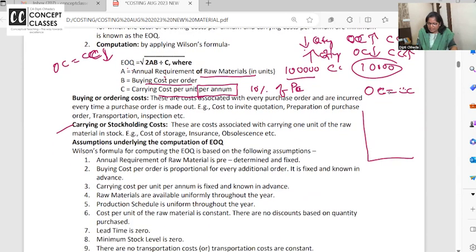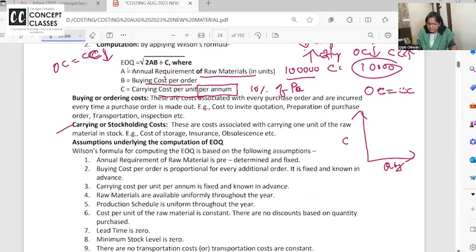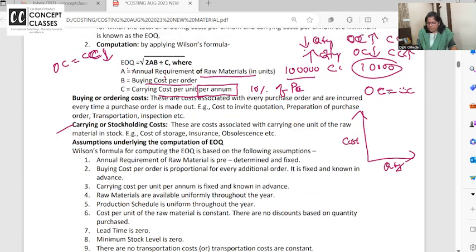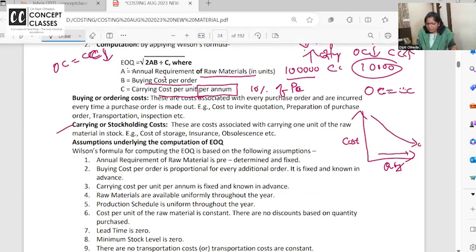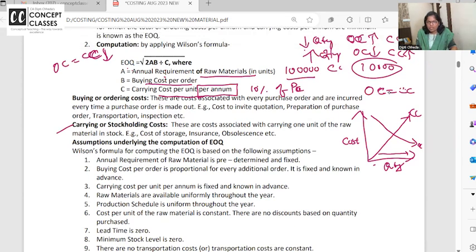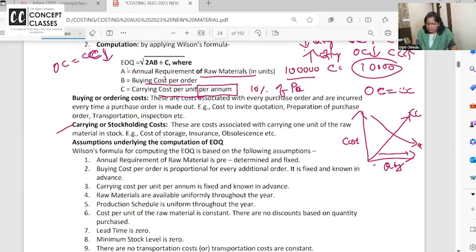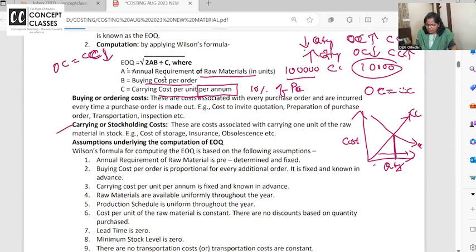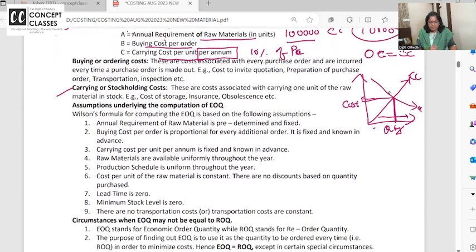And sometimes they can ask you for a diagram also. On this side you put quantity, on this side you put cost. As quantity increases, your ordering cost will decrease, but your carrying cost will increase, because the more quantity you order, the more storage cost, interest cost, and so on. So this is your economic order quantity and this is the cost at the economic order quantity.